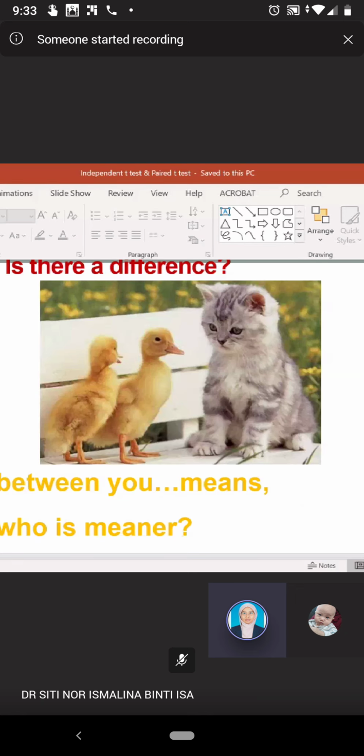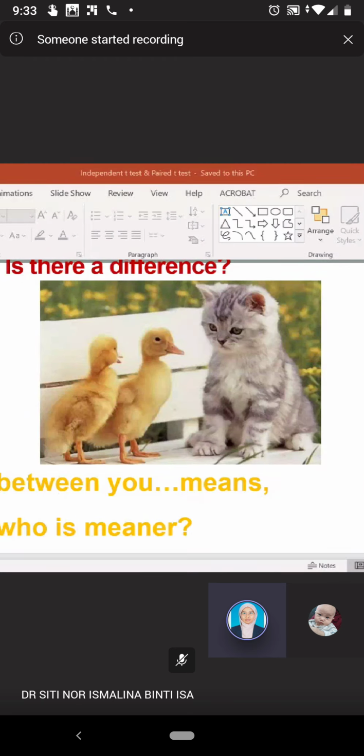Okay, so clear about independent t-test? Do you have any question? Okay, semua faham ya? Faham.